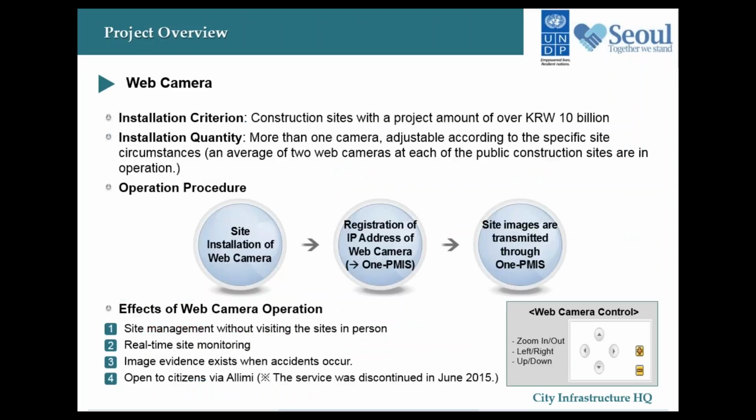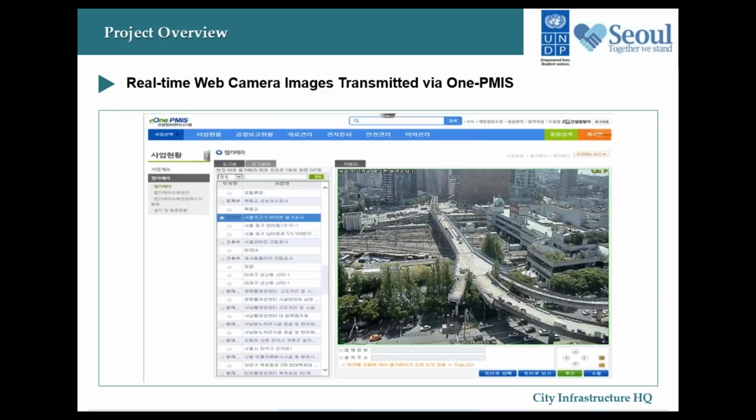Next is the web camera. Seoul has installed an average of 2 web cameras at each of its public construction sites to enhance its ability to manage the project sites. With the web cameras, Seoul's construction project managers can view the real-time images of each site and can save time in site monitoring. And then you can see in the next slide the example of the real-time web camera image transmitted via one PMIS.